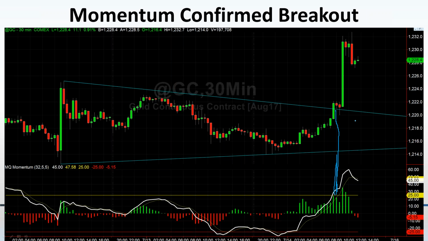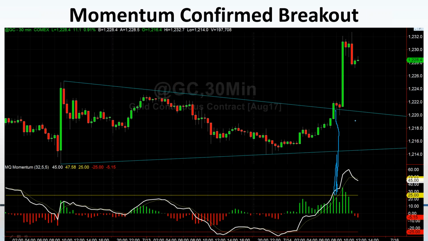Also, it helps with increasing the probabilities of success because we have momentum in our favor as opposed to going against the strength of the market or against the momentum. So the probabilities of a false breakout are lower. We have a higher chance of having a good breakout and good follow through as opposed to having a breakout and then reversal.